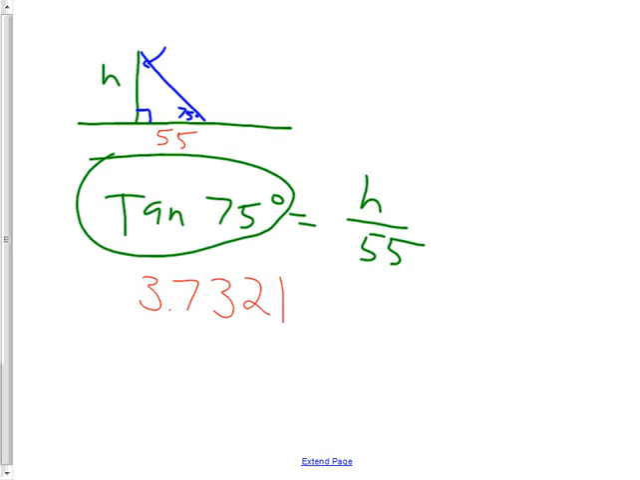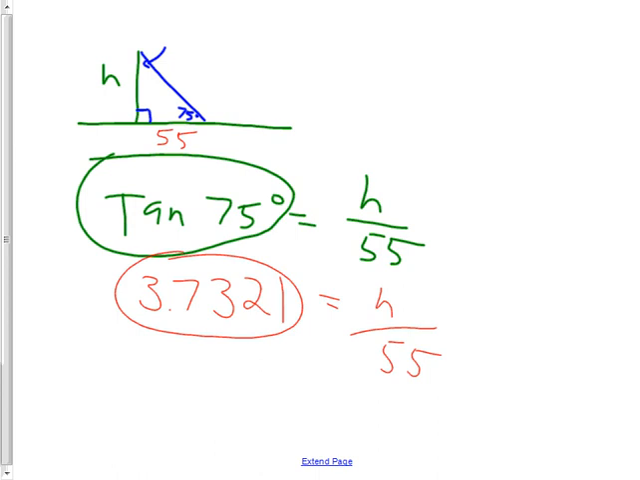3.7321 equals h over 55. Now I just have to multiply both sides by 55. So if you already have that on your calculator, would you have to round it? No. You take the whole thing and multiply it by 55. Or you can just take this and multiply it by 55, and then your answer will be that. You'll be done. Your h is alone then.